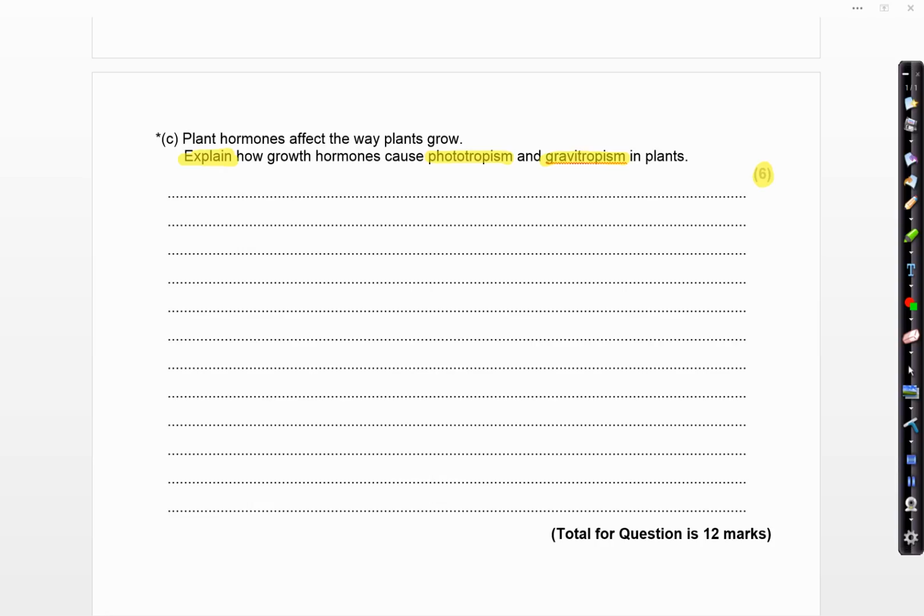Phototropism is something that's seen in shoots. So we've got shoots, and we know that those shoots are above ground, and they tend to want to bend towards the light. So the shoot will start off like so, and what will happen is the growth hormone will accumulate here on the shaded side of the plant. So this is in the shade, whereas this is in the light.